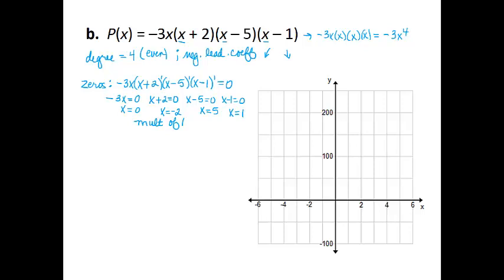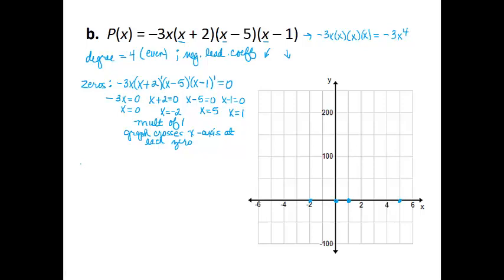Graphically, that tells us that the graph will cross the x-axis at each of those zeros. I'll place those on the graph. We will plot (0, 0), (negative 2, 0), (5, 0), and (1, 0).